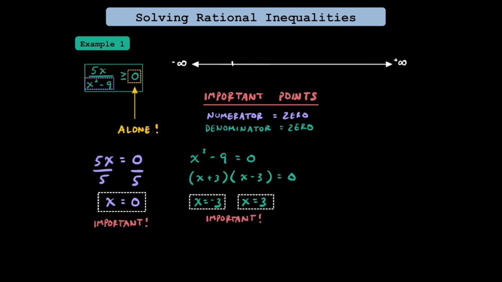Once we have all our important points, we're going to plot them on our number lines. We have negative 3, 0, and positive 3. Since our inequality says greater than or equal to 0, I'm going to put a closed circle on 0 here since x is allowed to equal 0. We're going to have to put open circles on the negative 3 and positive 3 since they're in the denominator. Since there would be vertical asymptotes at positive and negative 3, we have to put open circles on those values.